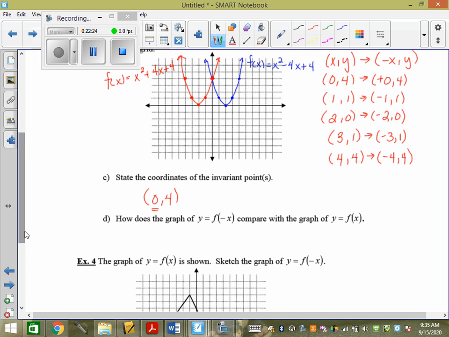How does the graph compare? It's a reflection in the y-axis. Or a reflection about the y-axis.